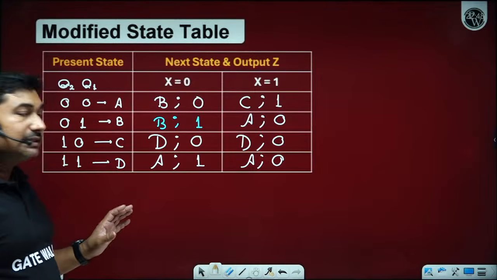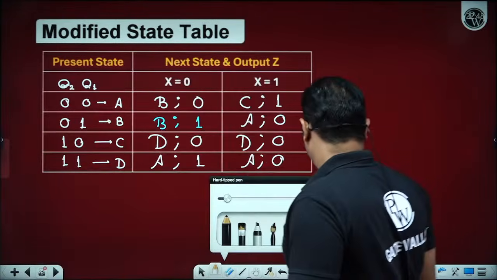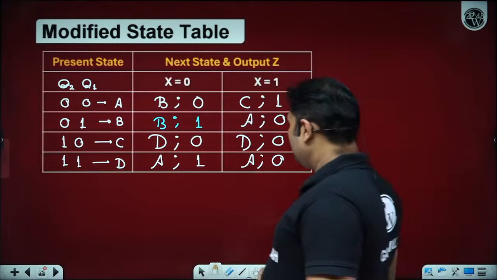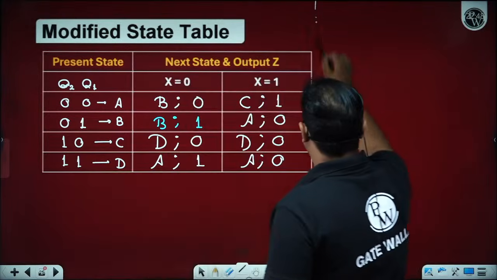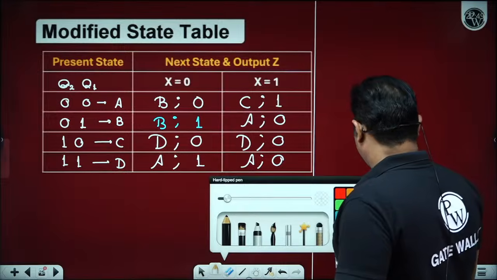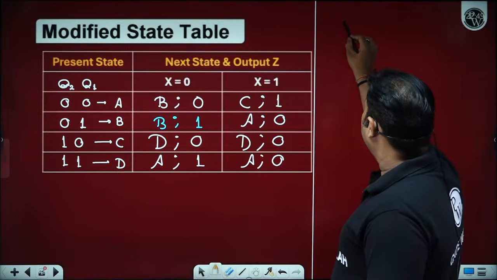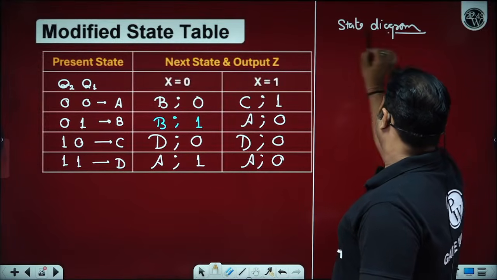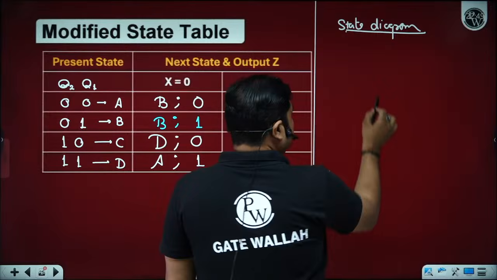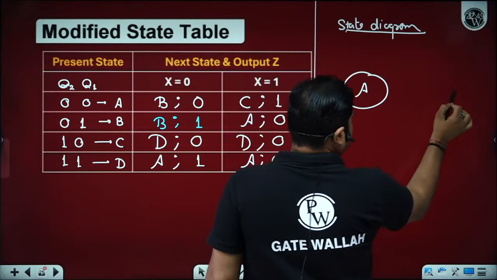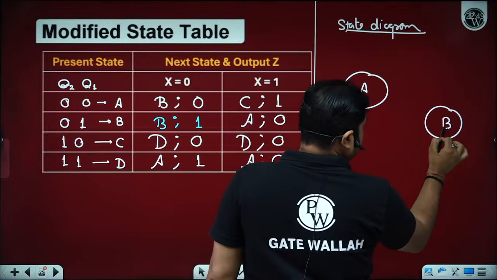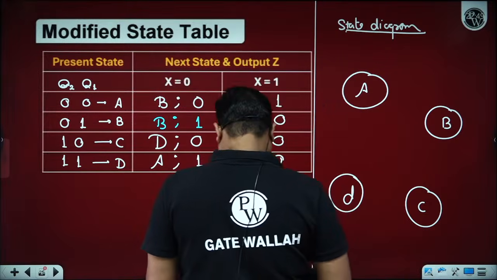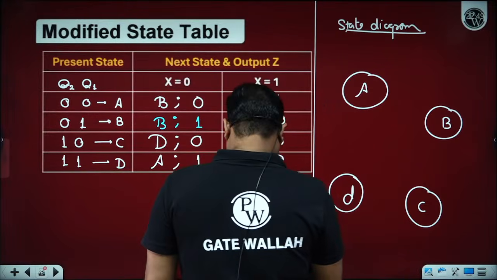Great. Yes, sir. Now we have a modified state table. We can use this state table to construct our state diagram. So we can construct state diagram. Please observe, beta ji. With this modified state table, we can have a state diagram. Now we have 4 states. So we have state A, state B, state C, and state D. Okay. Yes, sir. I'm using the capital D, na?